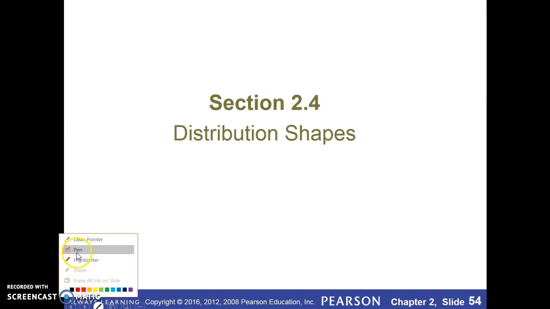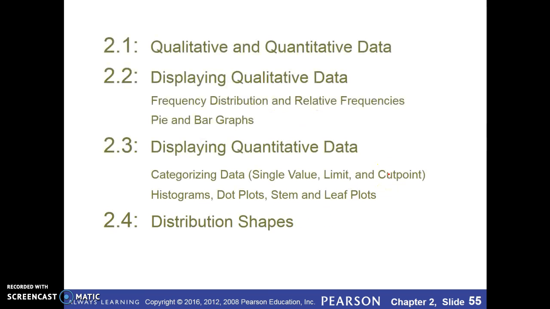Alright, so this video is going to be on distribution shapes. So real quickly, what we've done so far in the past, lesson 2.1, we talked about the difference between qualitative and quantitative data. Qualitative data was data that wasn't really a number, and quantitative data could be evaluated with a number. We also talked about how if it is quantitative data, it could be discrete or continuous.